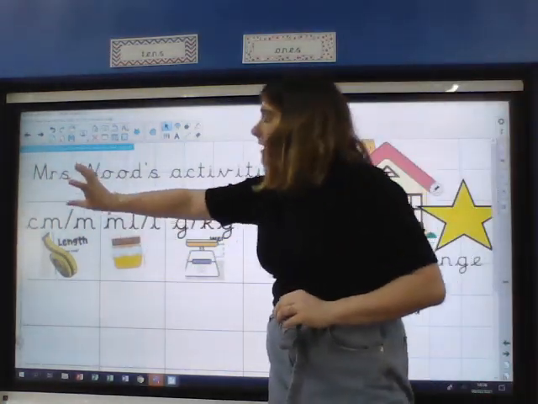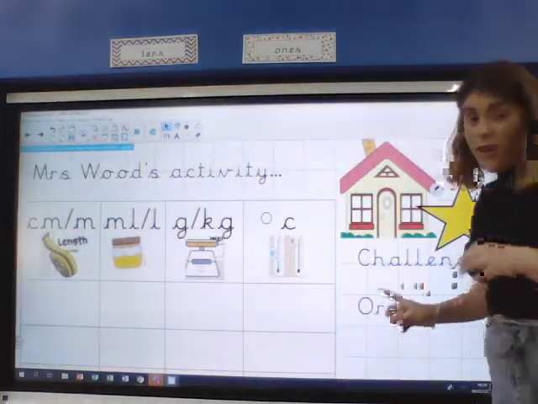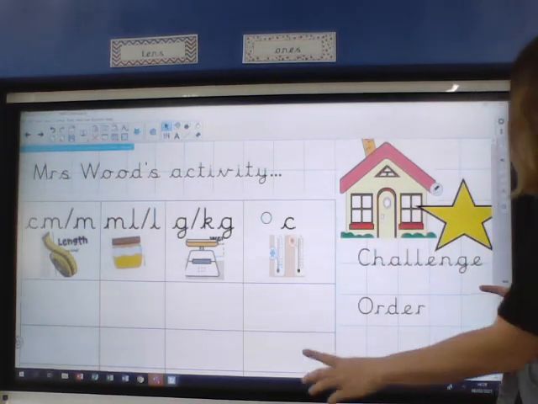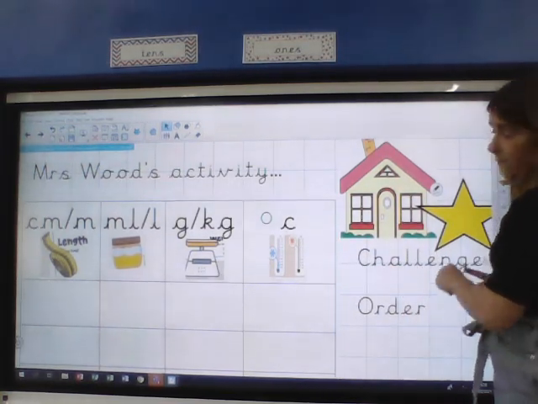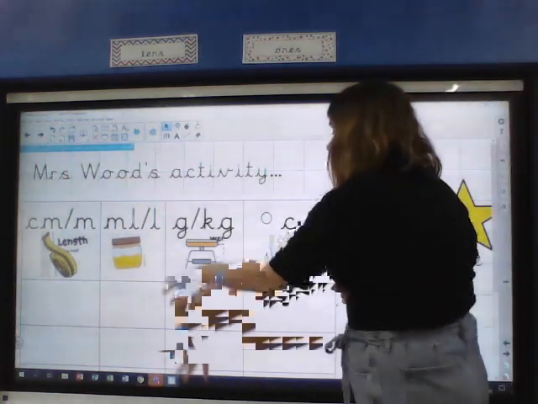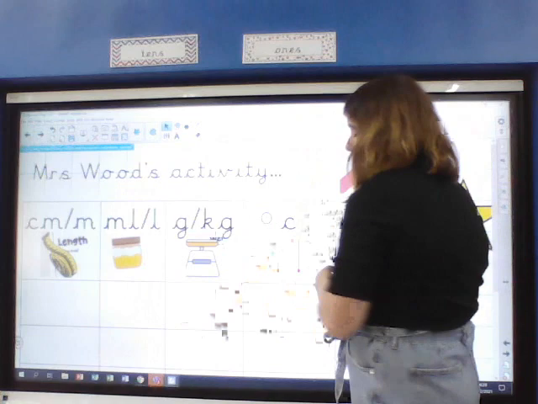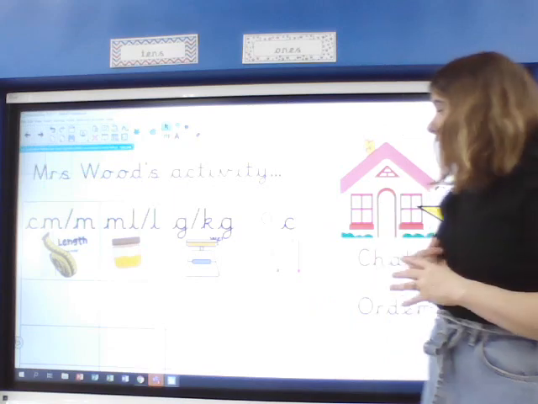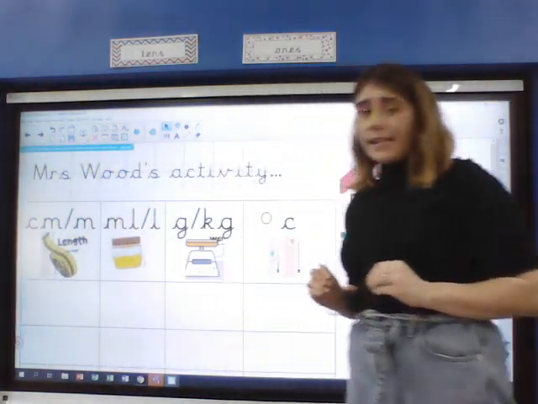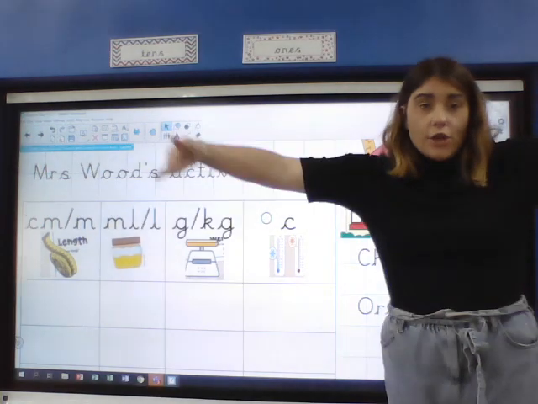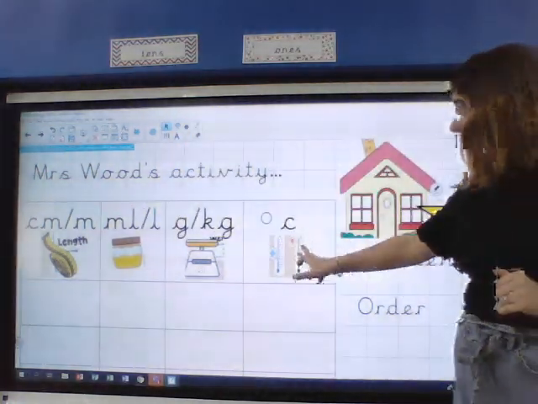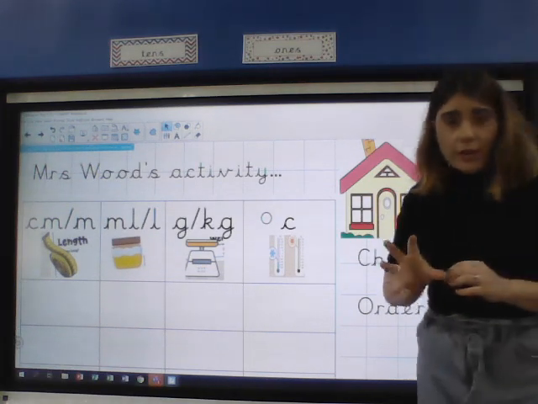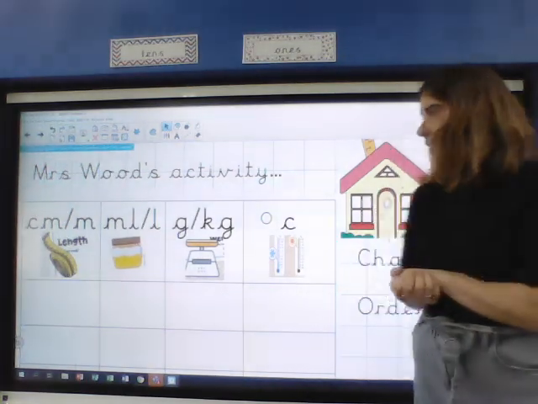Once you've recorded lots of different measurements in the different units for different things, so for weight, temperature, capacity, or length, then if you're really up for a super challenge, once you've completed this activity, for each unit of measure, I'd like you to order them. So for all the things that you have found that are measured in weight, in grams and kilograms, order them from the lightest to the heaviest. For centimetres and metres, order from the shortest to the longest, and then from the coldest to the hottest, and then send me your pictures of you ordering them like we did in yesterday's activity.